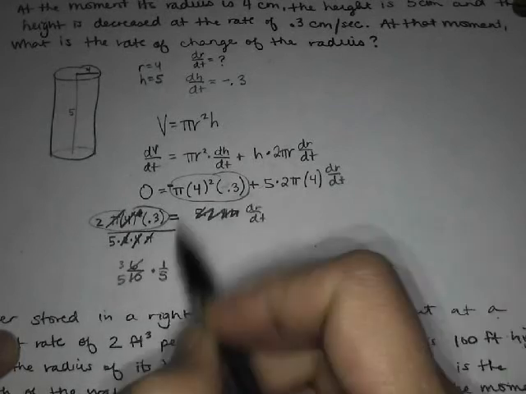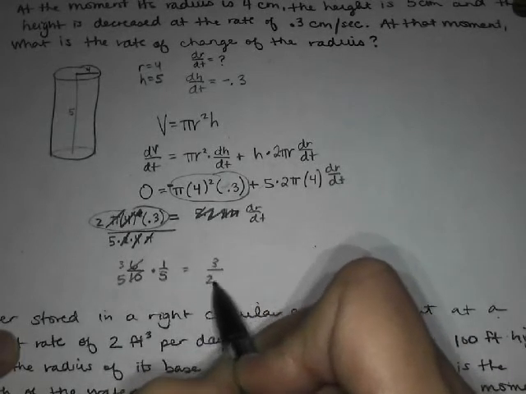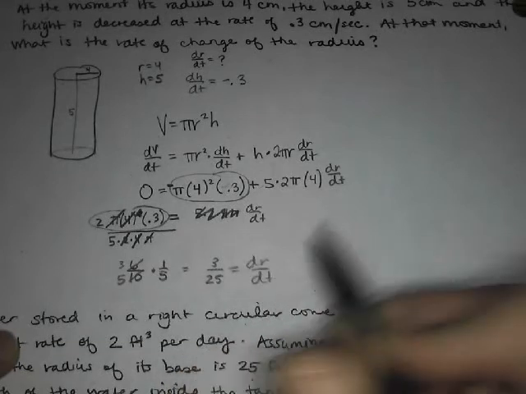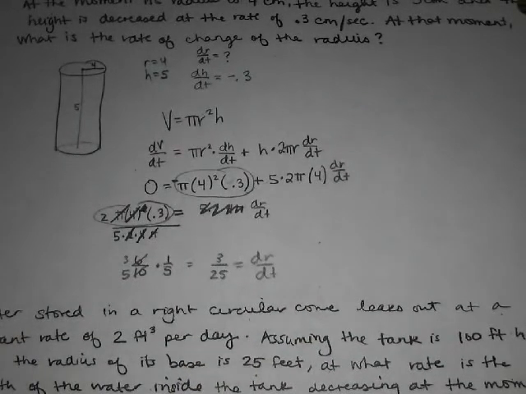equals dr dt. And what is the unit on my 3/25? It's a radius, so what has our length been measured in? Centimeters. So it's going to be centimeters per, and our time has been measured in seconds.